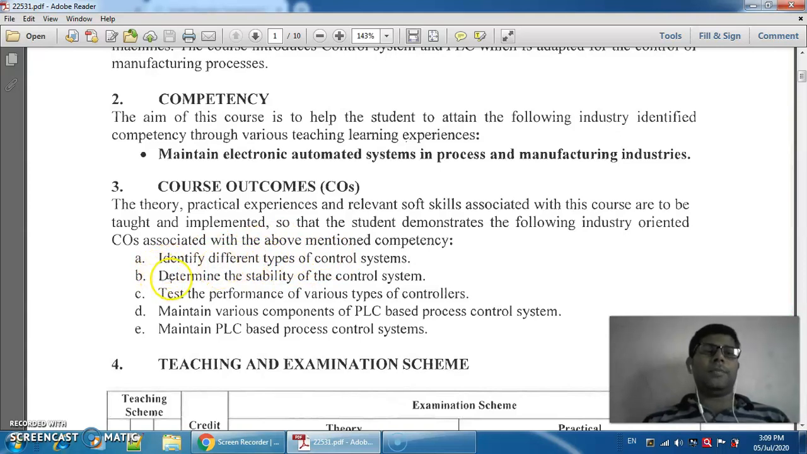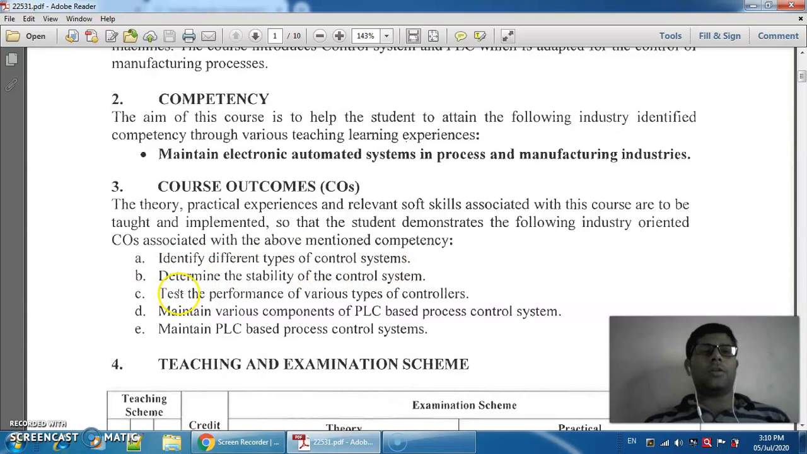Likewise, the outcome of the second chapter. What is the outcome of the second chapter? Determine the stability of control system. What is meant by stability? Actually, stability means for a bounded input, your output should be bounded, or if you are applying zero input to any control system, your output should be zero. That is stability, and you can calculate stability to determine all these things. We will learn in detail in the second chapter.